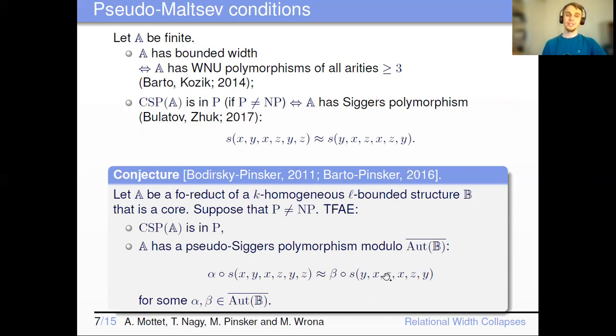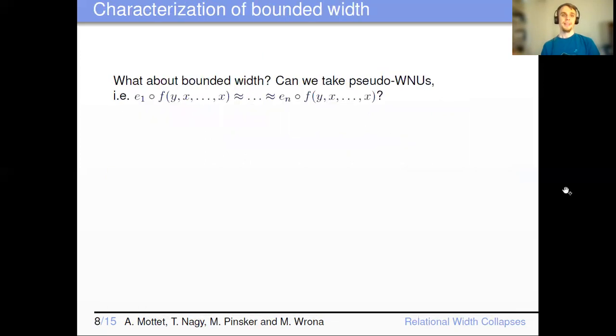What does it mean having a pseudo-Siggers polymorphism? This means having a 6-ary polymorphism, again satisfying this nice equation where we compose both sides with some elements alpha and beta from the closure of the automorphism group of B, where the closure is just the set of all unary functions that agree on every finite domain with some of these automorphisms. And okay, so there is at least a hope for a nice characterization of polynomial time solvable CSPs over infinite domains. But what about bounded width? We saw that there is a nice characterization over finite domains, and maybe there is also some nice characterization over infinite domains.